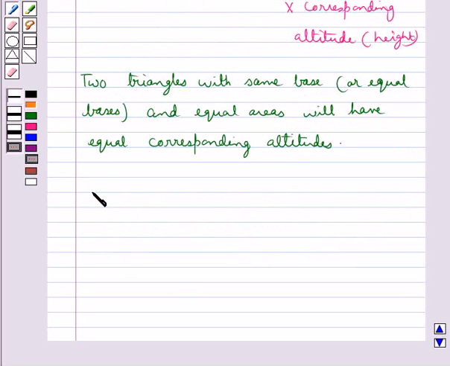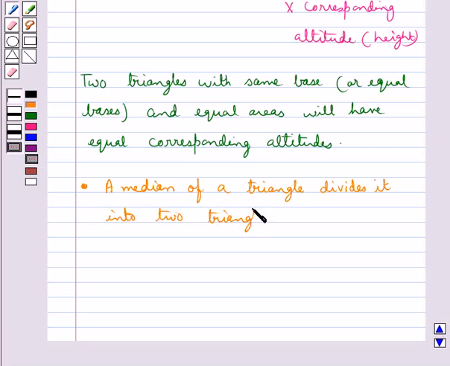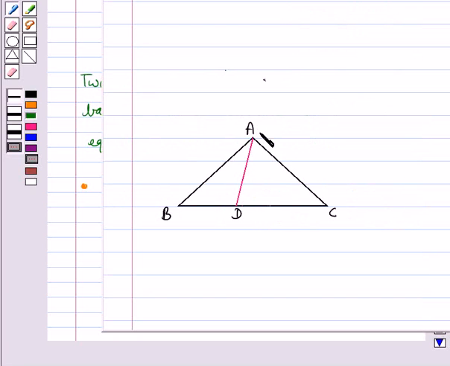We have an important result according to which a median of a triangle divides it into two triangles of equal areas. Suppose that ABC is a triangle and AD is its median, so we can say that area of triangle ABD is equal to area of the triangle ACD.